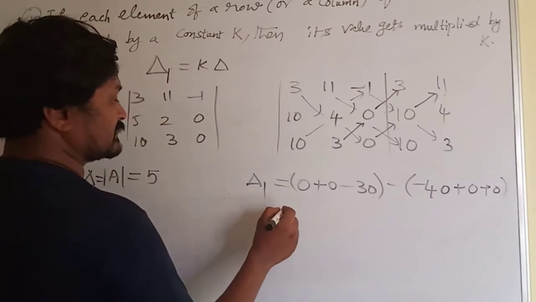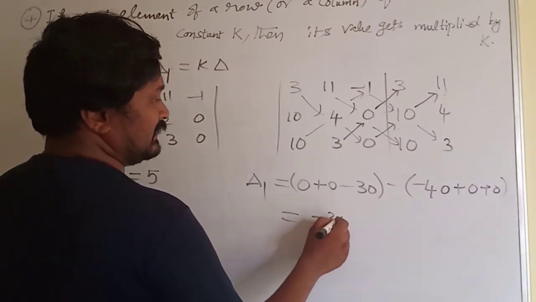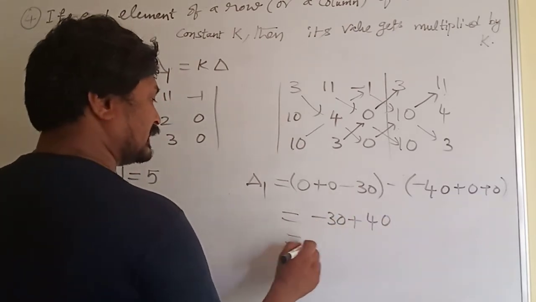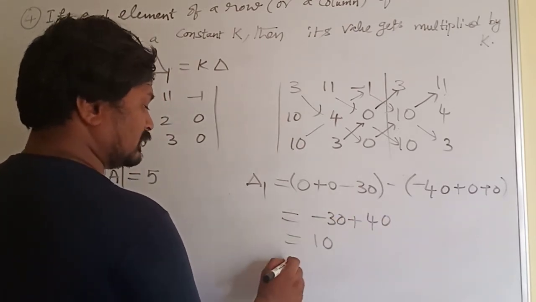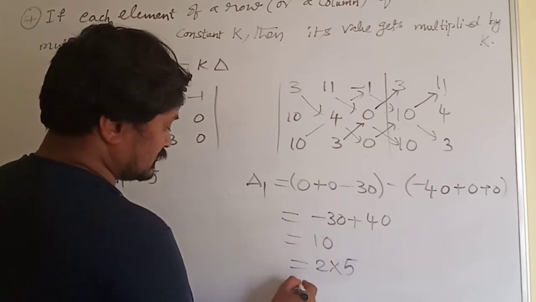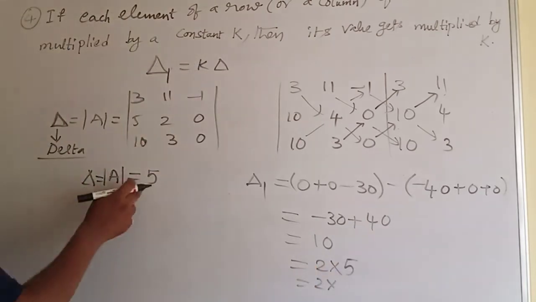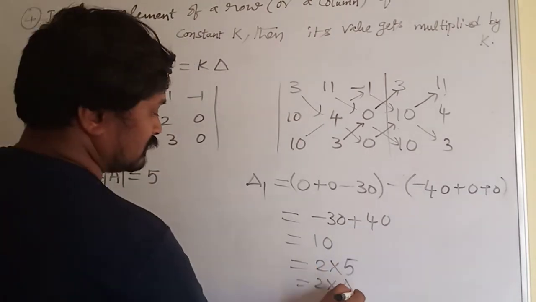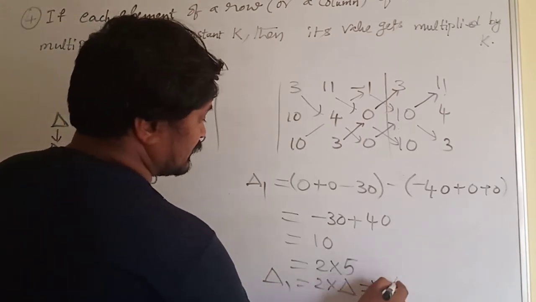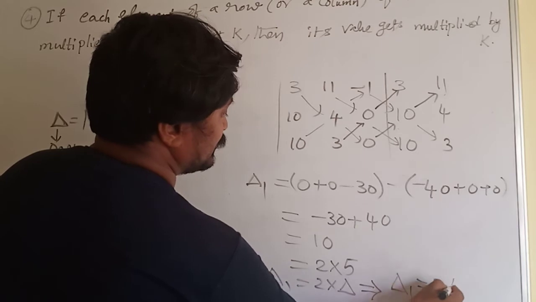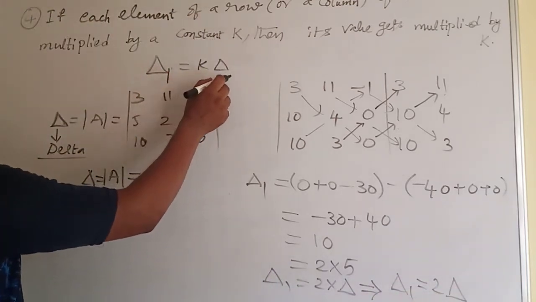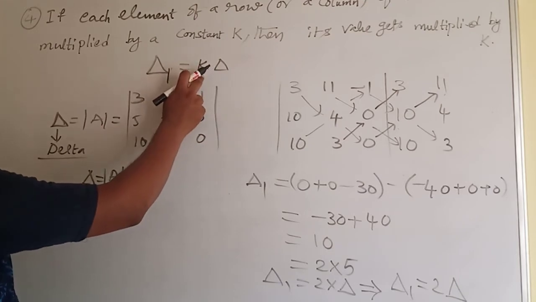So what answer did you get here? Minus 30, minus into minus is plus 40. Right? So you get how much? 10. Can I write this as 2 into 5? Yes. Then what is your 5? 5 means it is delta. So now delta 1 is equal to 2 delta. So delta 1 is equal to k delta, which means if you multiply with k, you will get k times delta.